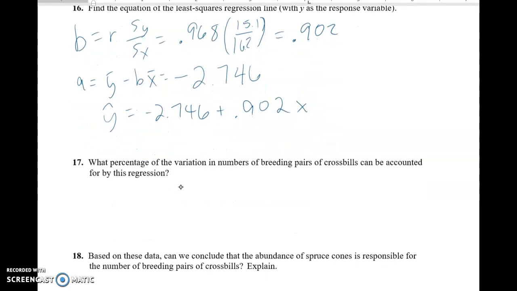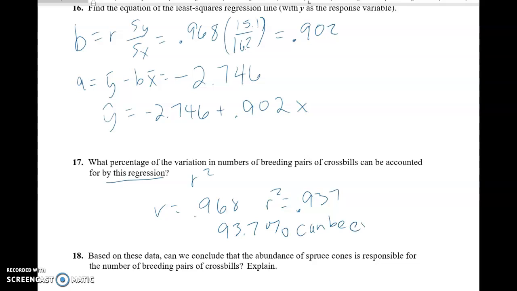For question 17, it asks the percentage of the variation in numbers that can be accounted for by this regression. Okay? So we're talking about what is r squared. Well, r is 0.968, which makes r squared 0.937. Okay? So 93.7% can be explained.